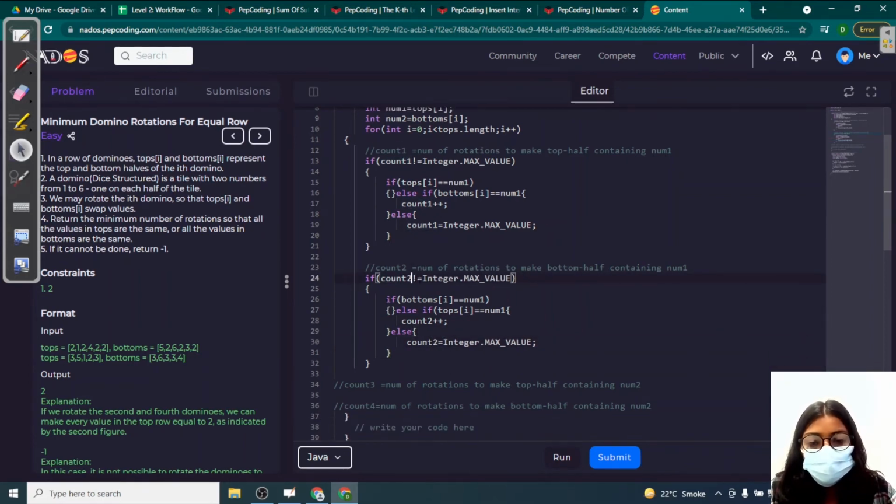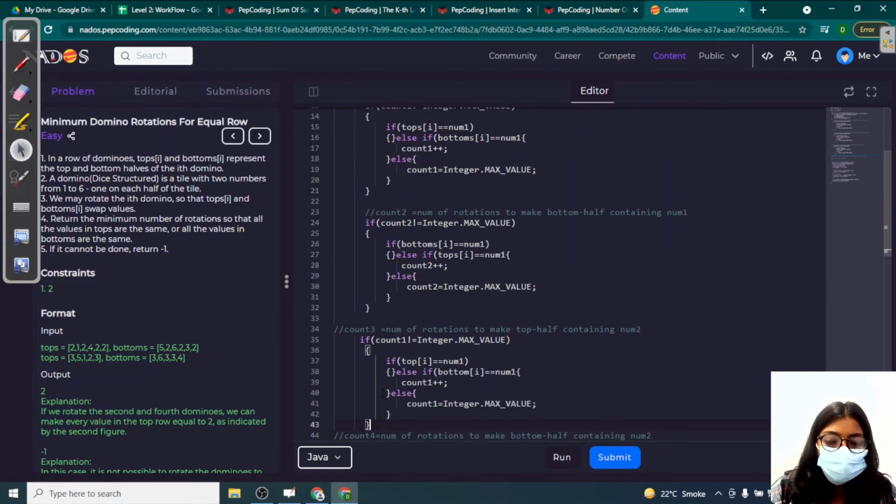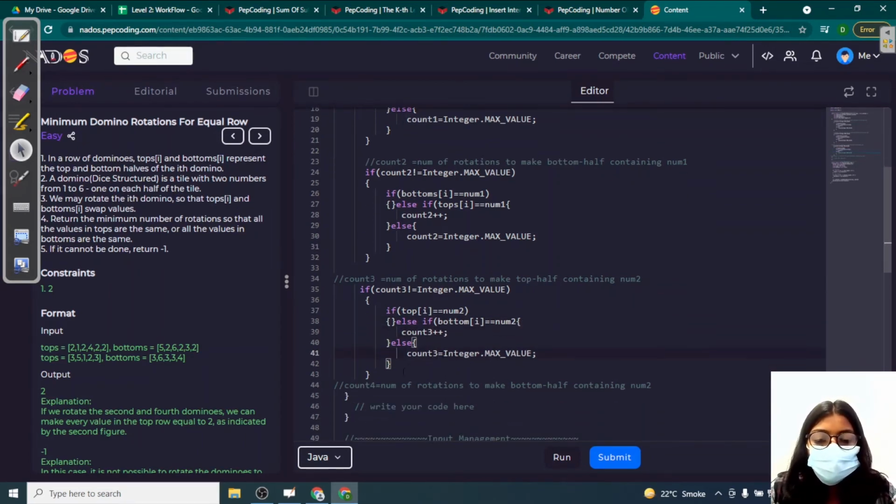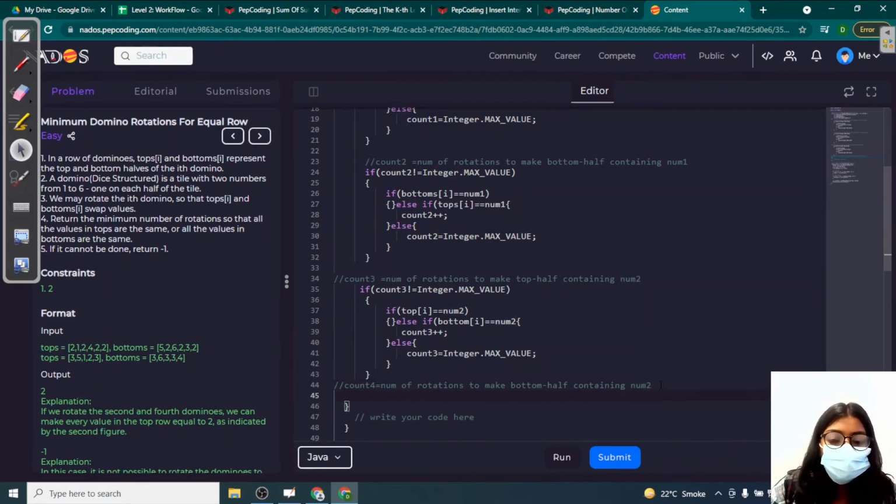Similar for number 2. So count 3 represents my number 2. If my top of I is equal to my number 2, then do nothing. Or if my bottom of I is equal to number 2, then make count 3 contain Integer dot MAX_VALUE.